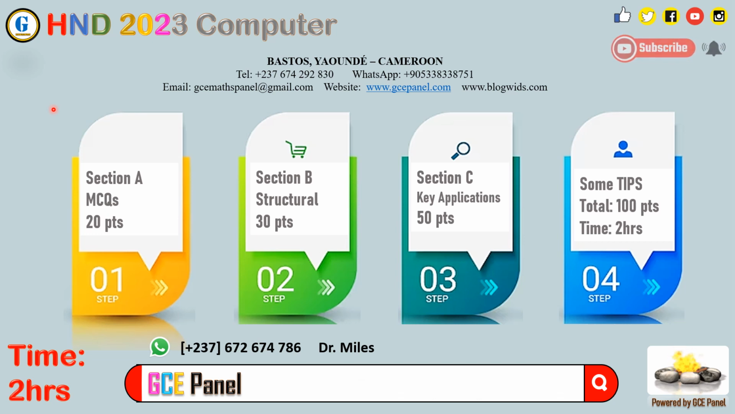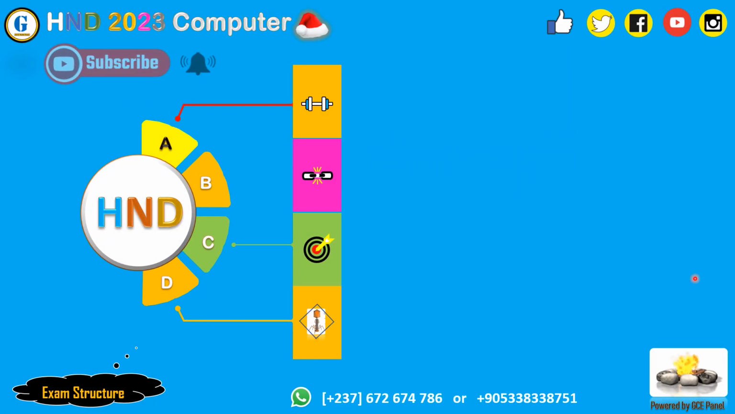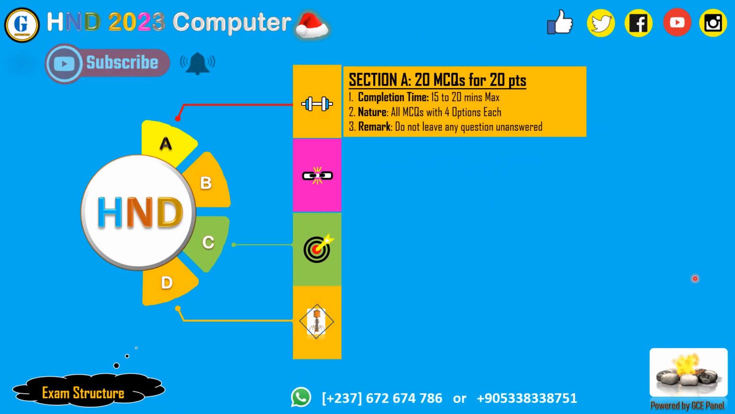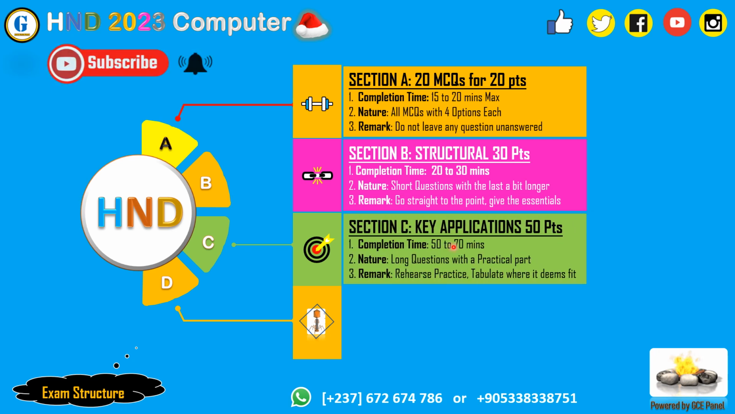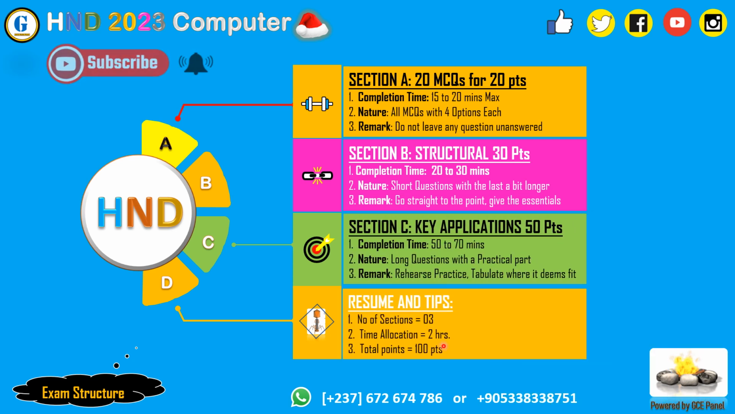For your time allocation, you will probably proceed as follows. For section A, 15 to 20 minutes should do. Then for section B, 20 to 30 minutes. For section C, you can use 50 to 70 minutes, so that you can use the rest of the time to check your work. There are 3 sections, it's 2 hours, and the total points is 100 points.